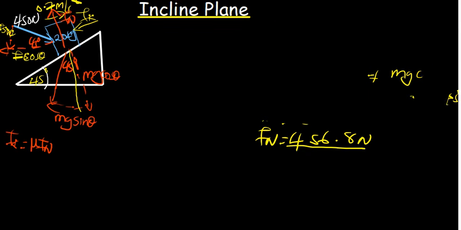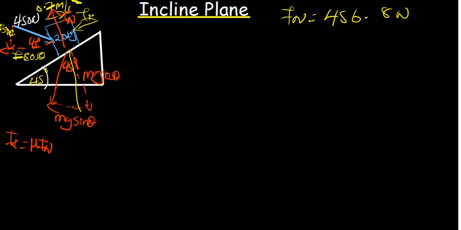We can move this part, and let's say we have found our Fn as 456.8 newtons. We can leave it there. Let's now come to forces in the x direction. In the x direction we have got acceleration, therefore it is moving, meaning the F net is not 0.